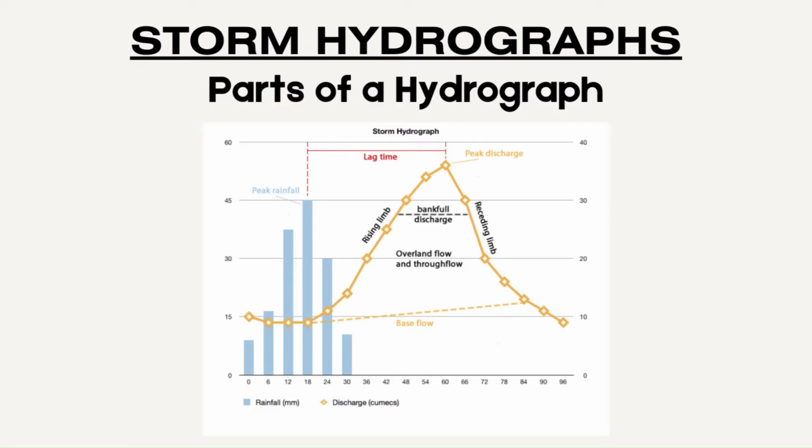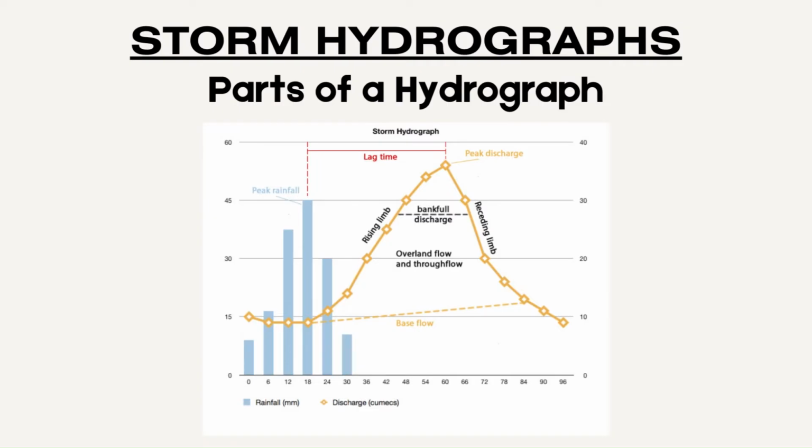Now, let's walk through what happens during and after a storm. The first thing we see is peak rainfall, where the heaviest rain falls. This is shown by the tallest blue bar, occurring around hour 18. After that, the orange discharge line begins to rise. This upward curve is called the rising limb. It shows how quickly the river starts to fill up with water from rainfall.